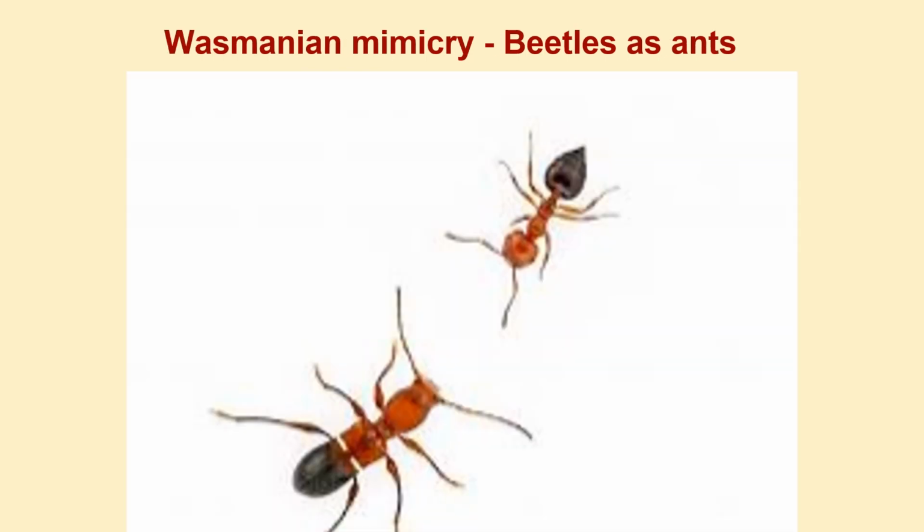Wasmannian mimicry was described by Erich Wasmann. This is the kind of mimicry where the mimic resembles the model in order to live within the same nest or structures as that of the model. Example, beetles closely resemble ants. The ants provide them with food, shelter, and protection.